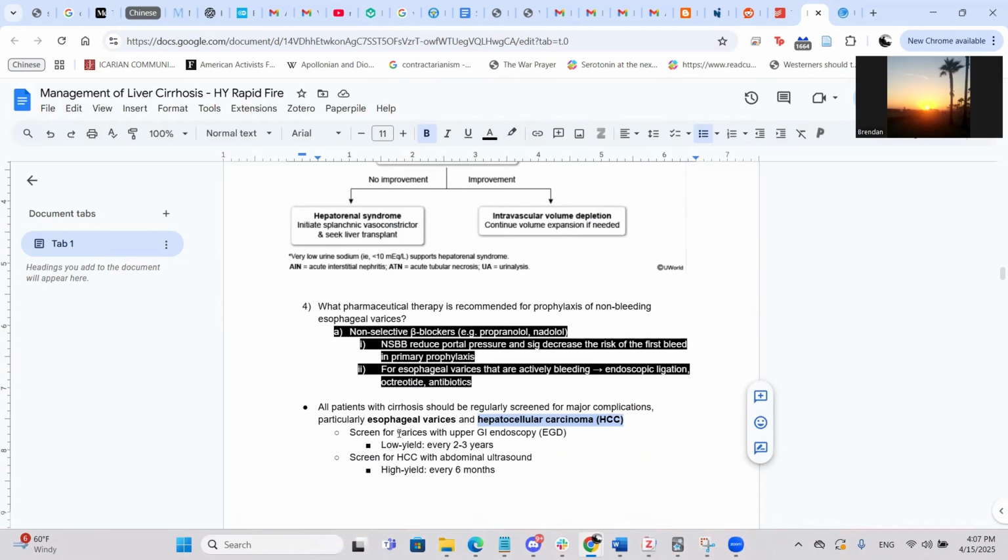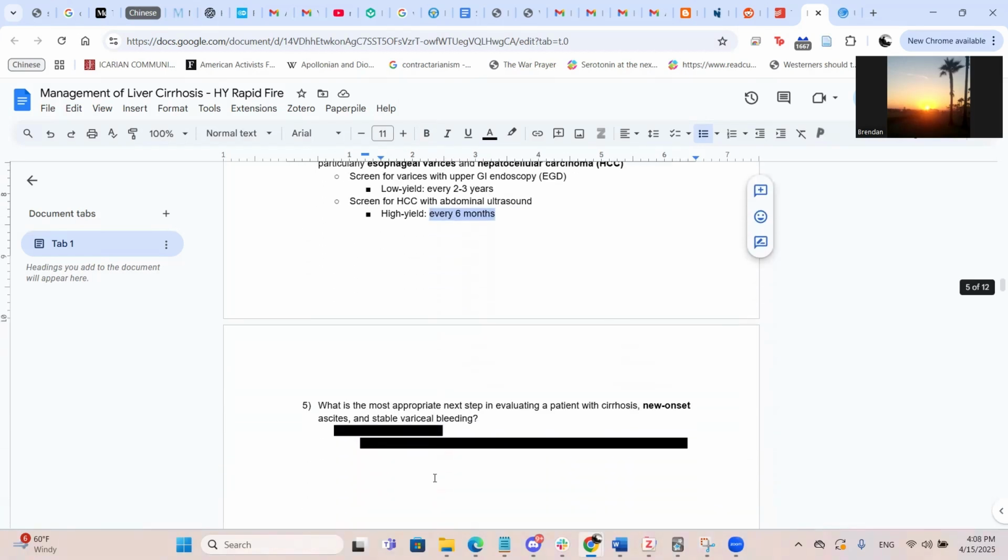So you screen for esophageal varices with an upper GI endoscopy every 2 or 3 years, I think is the average when I looked it up, but this is fairly low yield to know the interval. Just know the upper GI endoscopy. And then you screen for hepatocellular carcinoma with an abdominal ultrasound. This is high yield, especially for ambulatory care or primary care. For patients who are asymptomatic, you are going to be doing standard screening with an abdominal ultrasound every 6 months. Every 6 months, every cirrhotic patient, no matter whether they're symptomatic or not.